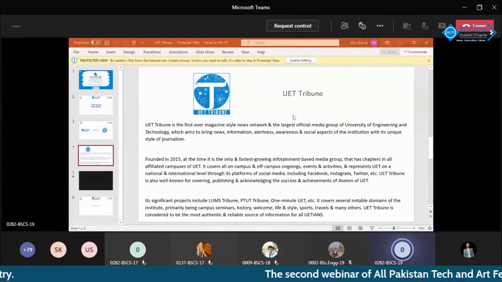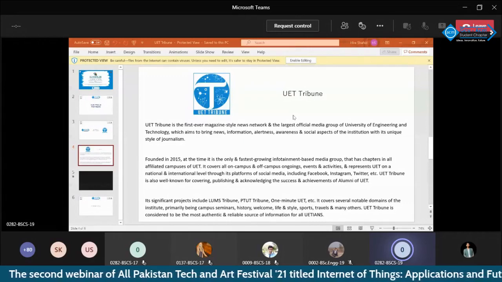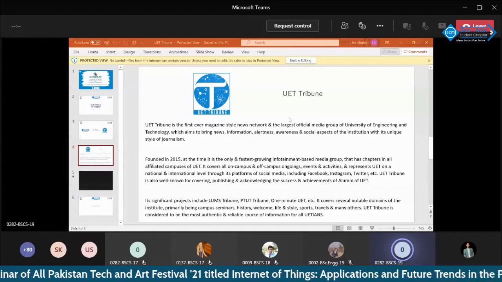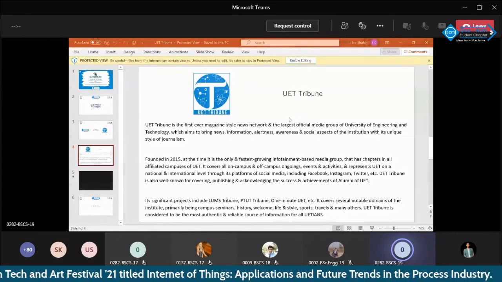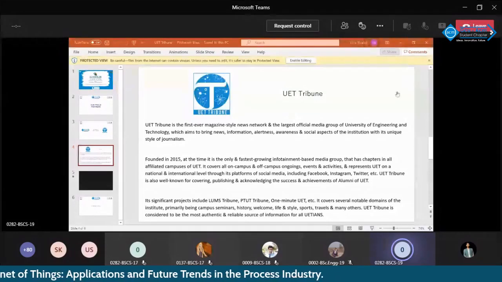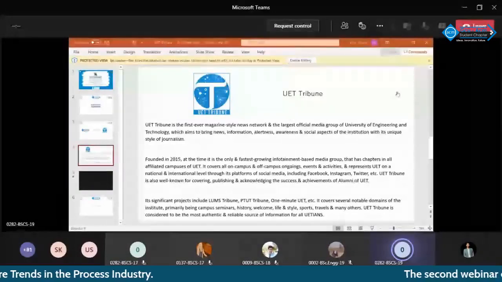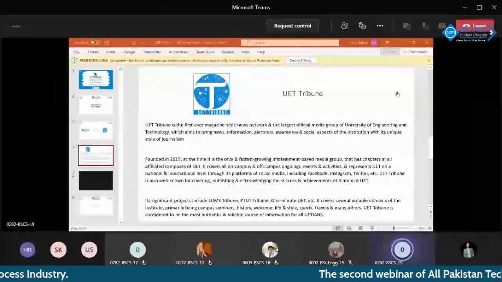infotainment-based media group that has chapters in all affiliated campuses of UET. It covers all on-campus and off-campus goings-on, events and activities, and represents UET on a national and international level through its platforms of social media, including Facebook, Instagram, Twitter, etc.